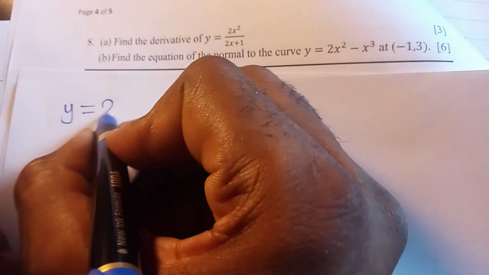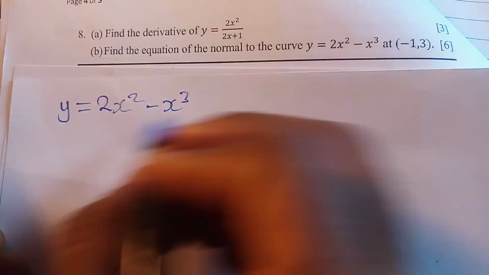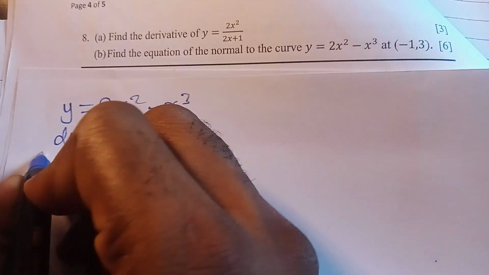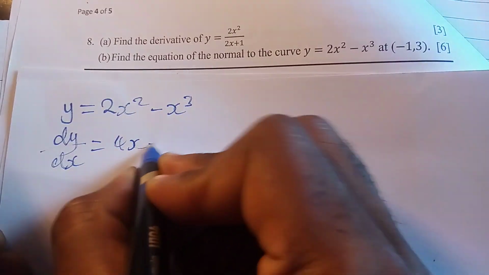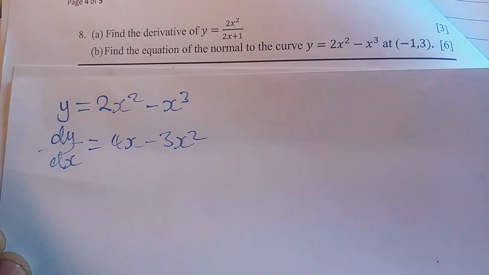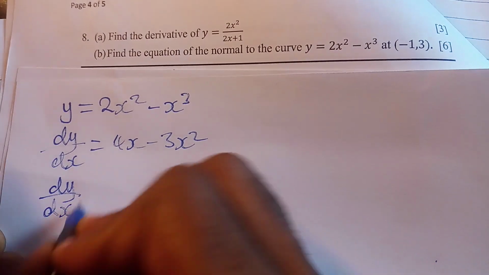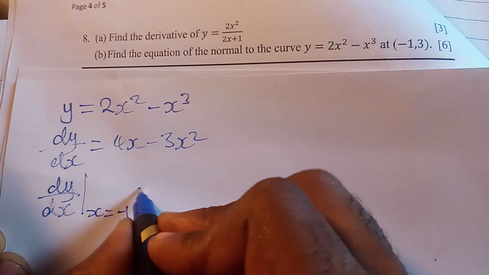So we can start by finding the gradient. To find the gradient, this is calculus. You can start by finding dy dx. So this one will be 4x minus 3x squared. So now you want to find the gradient when x is equal to -1.